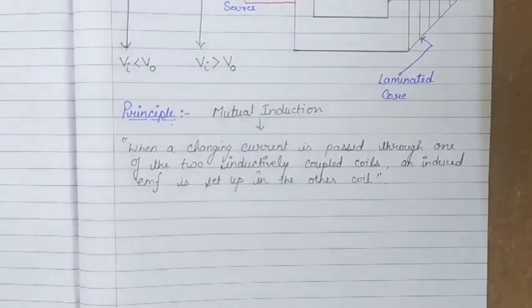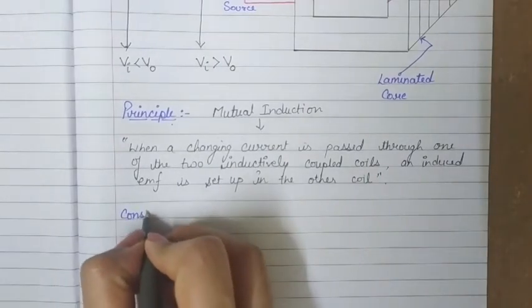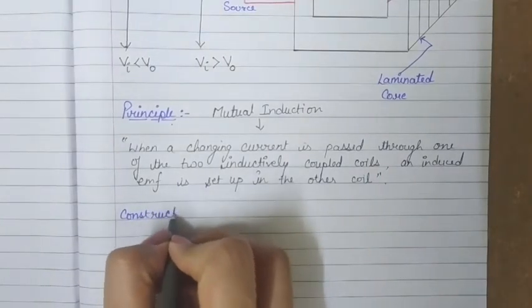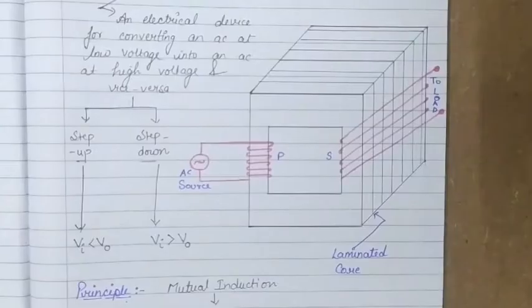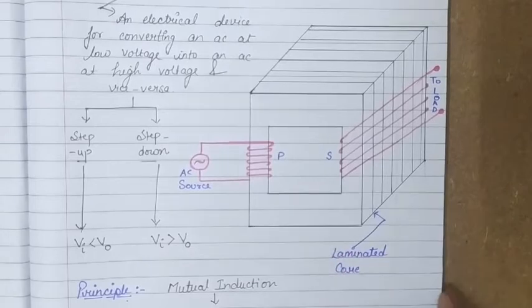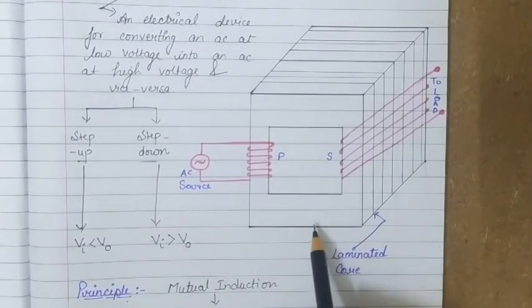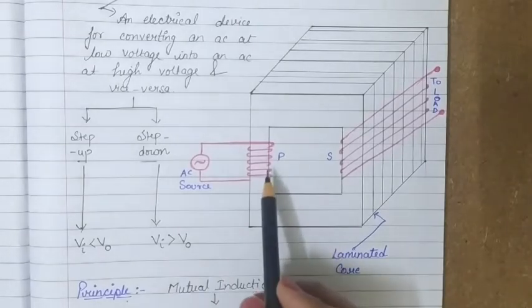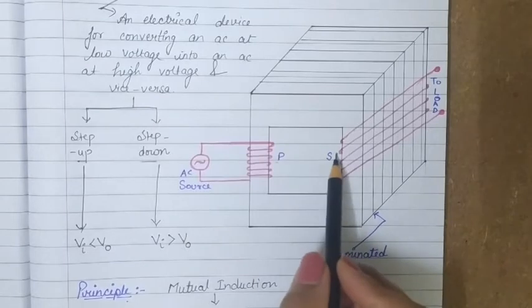Next thing that we have to study is the construction, and to understand its construction we have to see its diagram. This is the diagram of a transformer, and this transformer consists of two coils. Here we have two coils P and S. P is the primary coil and S is the secondary coil.